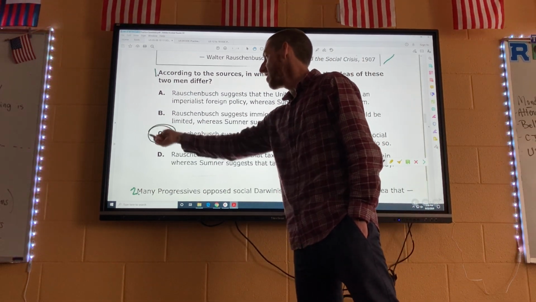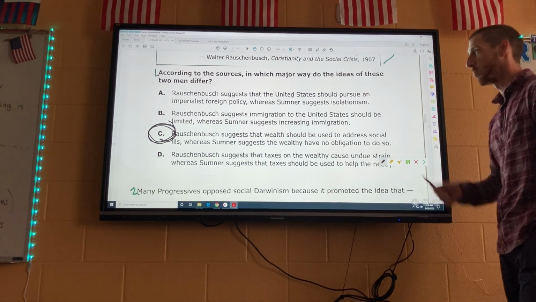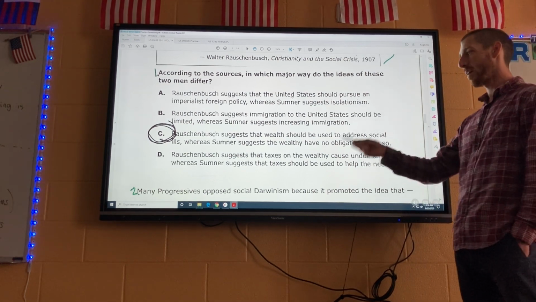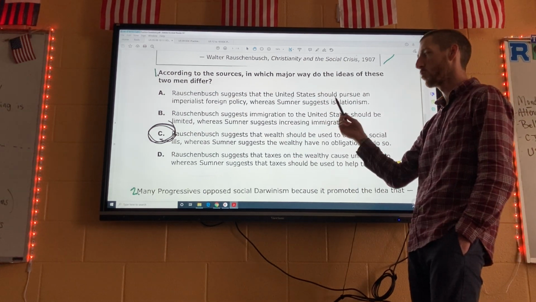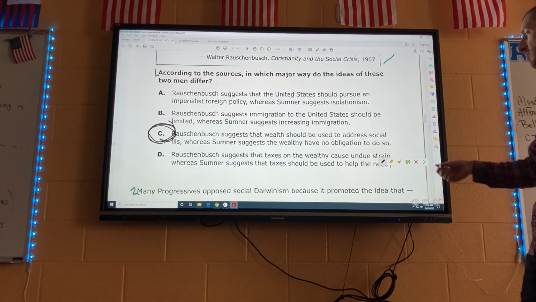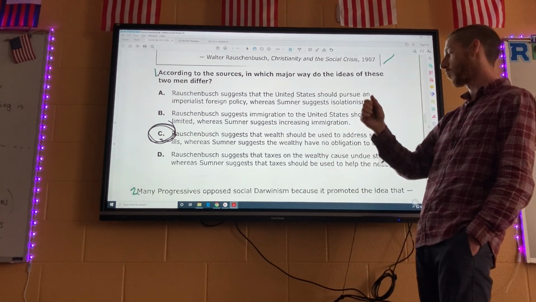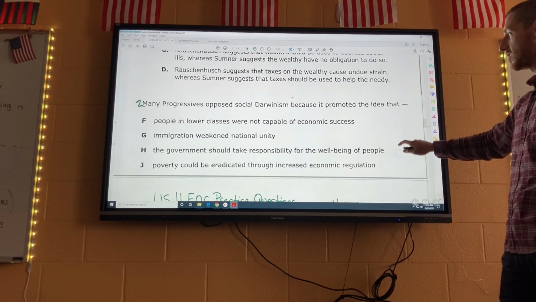So number 1 is C. And I will let you just go and read that one on your own. I don't want to sit here and bore you by reading all this. But it's about the social gospel and social Darwinism. Rauschenbusch, he is pro-social gospel, where he says people need to help each other, specifically rich people need to help each other. Sumner's on the other side, he's more of a social Darwinist, and he said, no, we ain't worried about that.